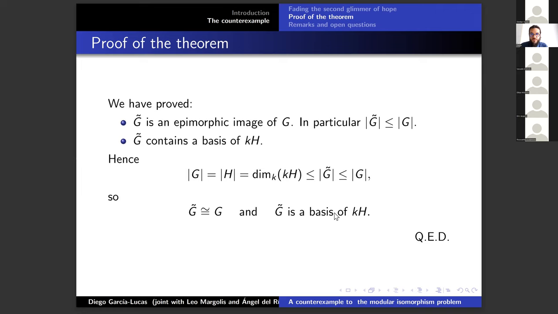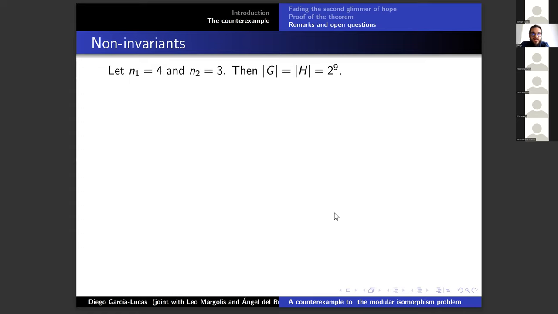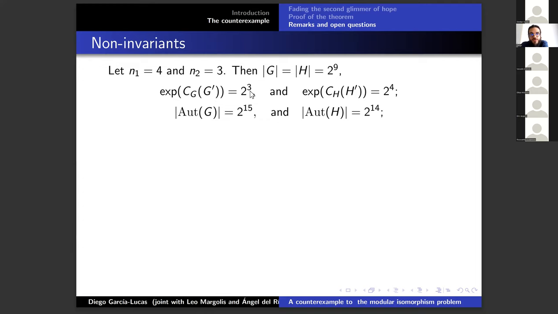Just to finish the talk, I'd like to make a few remarks and mention some open questions. For example, for simplicity, from now on, let's take N1 equals 4 and N2 equals 3. And G and H are the groups in the counterexample with these parameters. Then they have order 2 to the 9. By the argument before, one can check that the exponent of the centralizer of the first group is 2 to the 3, but the exponent of the centralizer of the second group is 2 to the 4. So they are different.